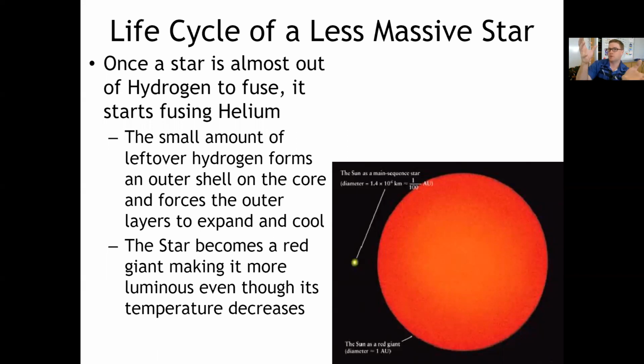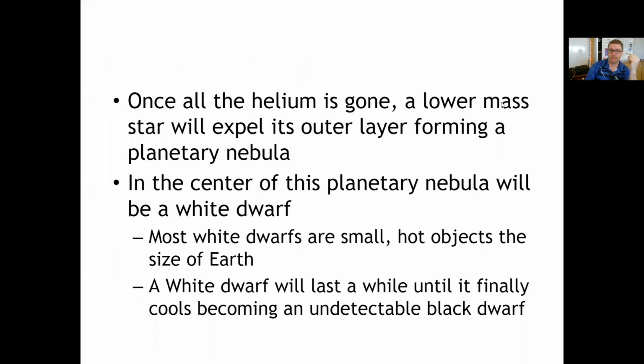So even though our temperature is going down, which we say has a direct relationship with the brightness, because the star is getting bigger, it's getting brighter. So even though the star is technically cooler than it was previously, because it's bigger, it's going to be brighter.